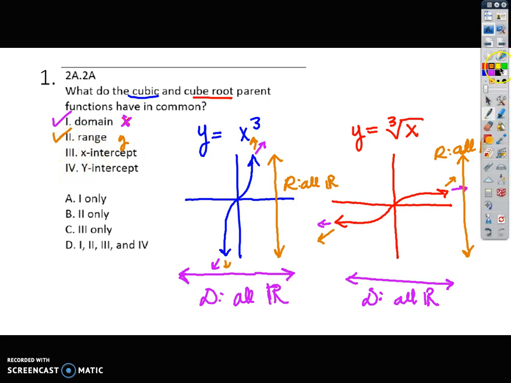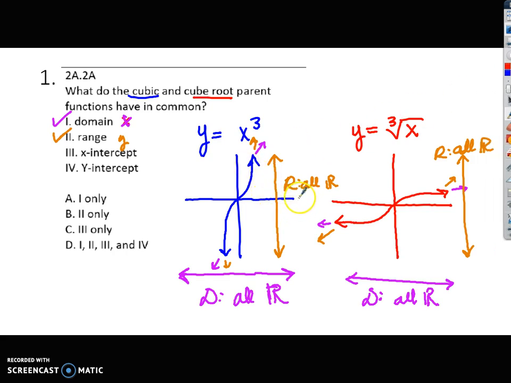What about the x-intercept and the y-intercept? Well, the x-intercept, so this is the x-axis, this is the y-axis, right? The function is going to cross it here at the origin, 0, 0. What about this one? Again, I'm looking at the x-intercept. So I'm looking at this line and seeing when it crosses that line. It's going to cross here. This is 0, 0. And they share that in common.